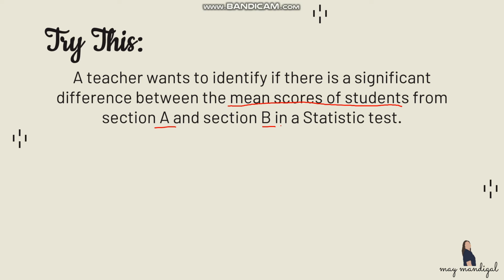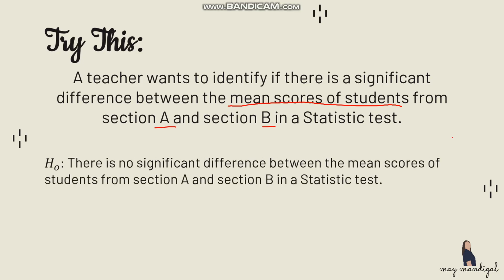To write our null hypothesis, since for our null hypothesis we say that the values we are comparing should be equal, we will write: there is no significant difference between the mean scores of students from Section A and Section B in a statistics test. That means they are just somehow equal with one another. In symbols, we can write this as the mean of the students from A is the same as the mean of the students from B.